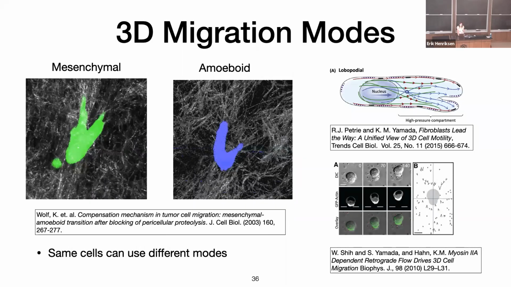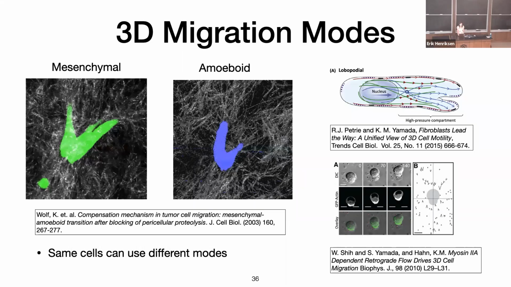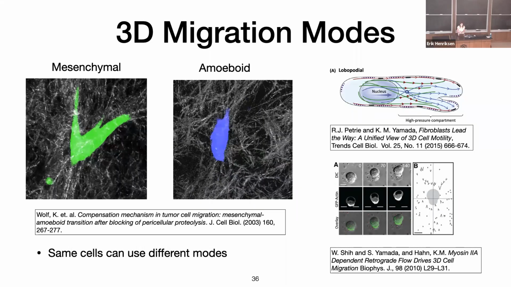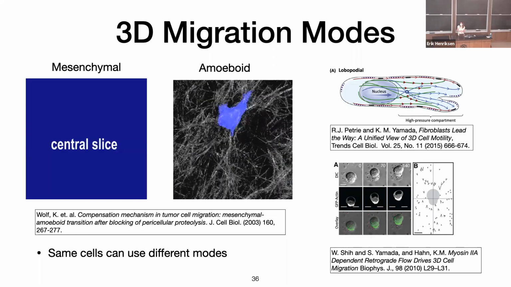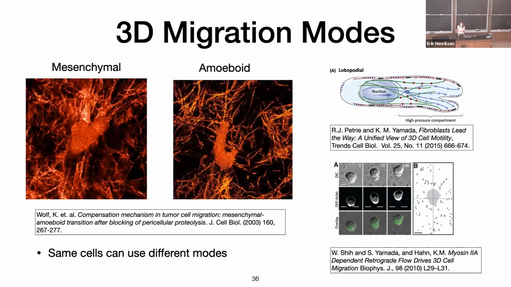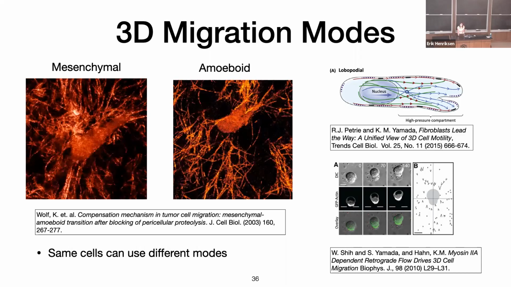I'll just show you a couple cool movies of mesenchymal and amoeboid type motion, because it's kind of cool. You can see the rounding of the cell here, and this is through the 3-dimensional matrix. This is the same figure that I showed earlier, but just showing the movies.